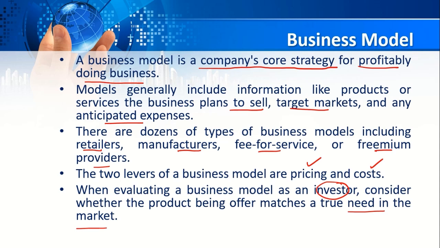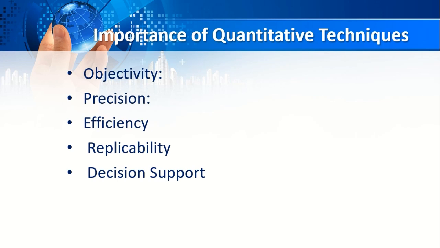As we have understood the concept of business model, let's now switch to the area of quantitative techniques. We know that quantitative techniques offer several advantages and are widely used in diverse fields. So let's discuss the importance of quantitative techniques. The first one is objectivity. Quantitative techniques provide an objective and unbiased approach for decision making. So why is it called objectivity? Because it is providing the unbiased approach. These techniques help to eliminate any sort of personal bias and subjective opinions. That is why it is called objectivity.